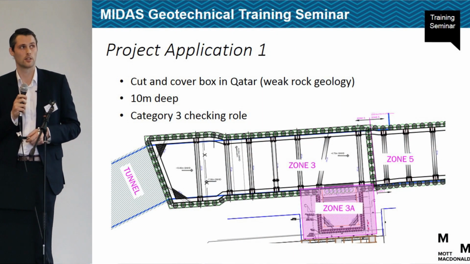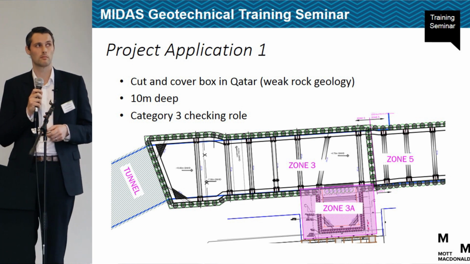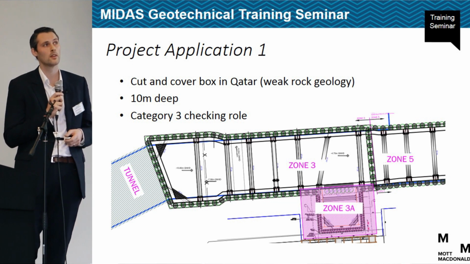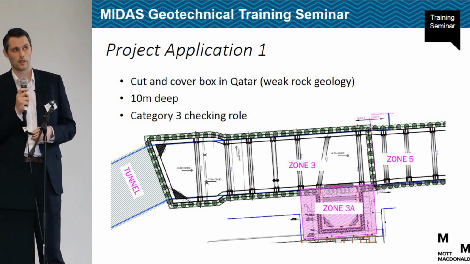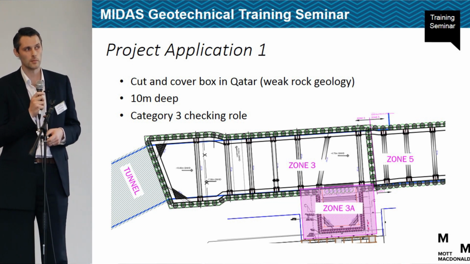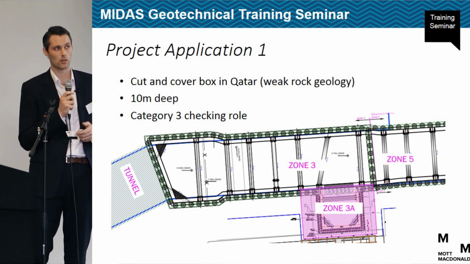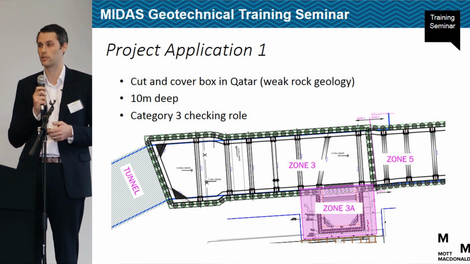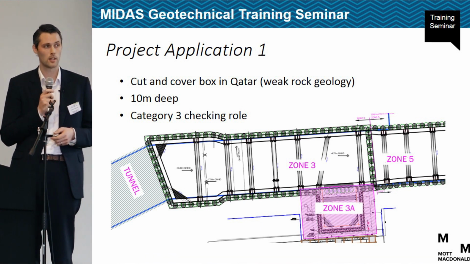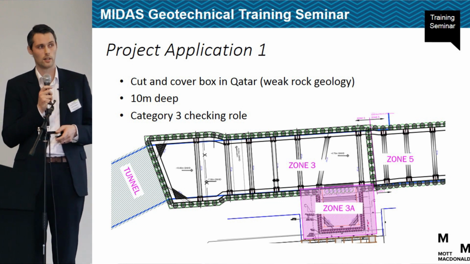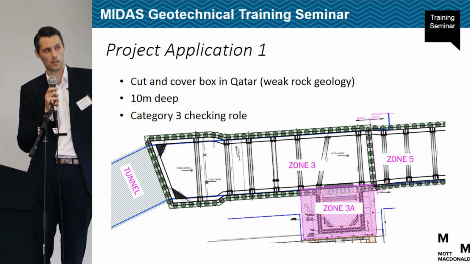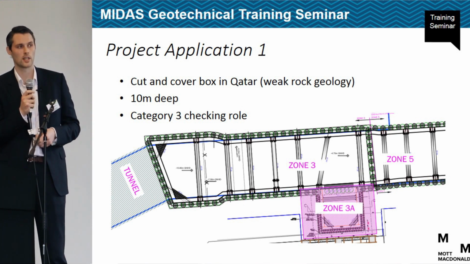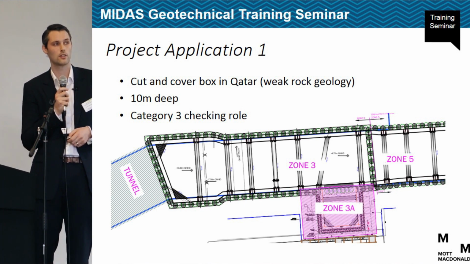So the first project application is a 10-metre cut and cover excavation in Qatar for a new railway, where we were the independent checker. So the main cut and cover box, you can see at the top of the diagram, is 900 diameter secant pile excavation. But fairly late on in the design process, this zone 3A down the bottom became required and was tacked on to our check at the late stage.